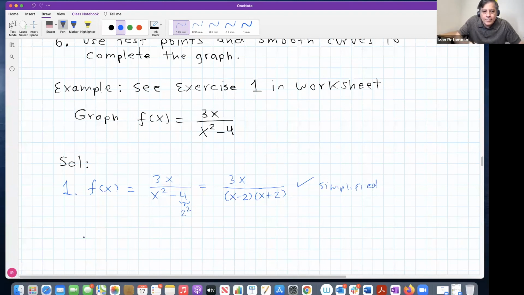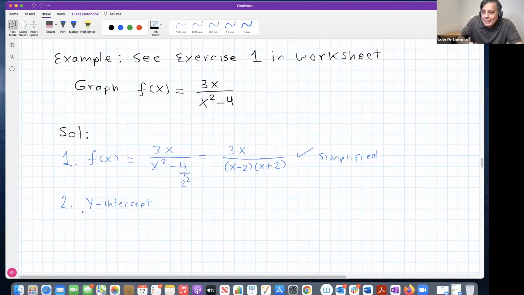Good. Step 2. Let's see what step 2 says. Step 2 says you're going to find the y-intercept. What do you do to find your y-intercept? Well, set the other variable, in this case x, equal to 0 and solve for y. So you have to figure out what y, f of x, is when x is 0, either on the original form or the factored form, doesn't matter.